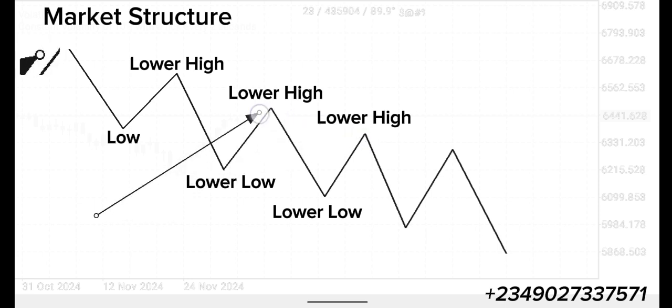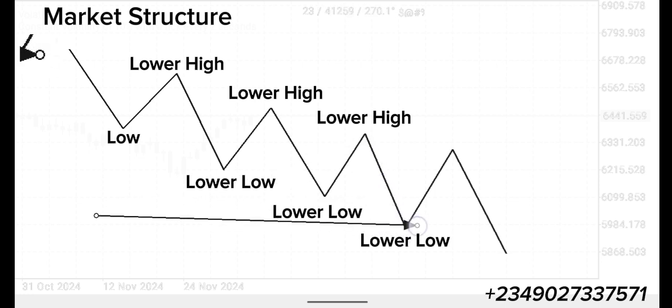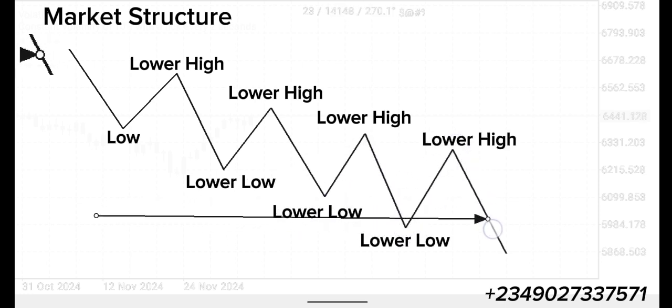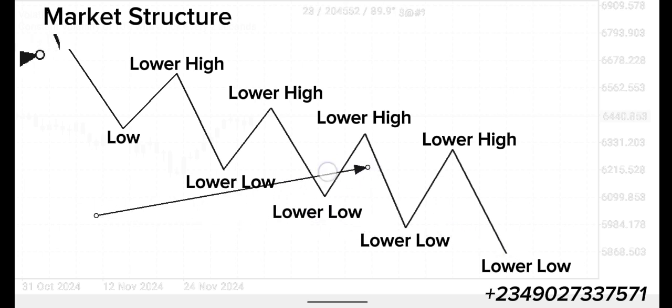This high is lower than the previous high, but it is higher than this low, that's why it is called a lower high. This low is lower than the previous low, so it is a lower low. We have another lower high and another lower low. So this is an example of a downtrending market. Let's move to the next example, which is the consolidation market or ranging market.